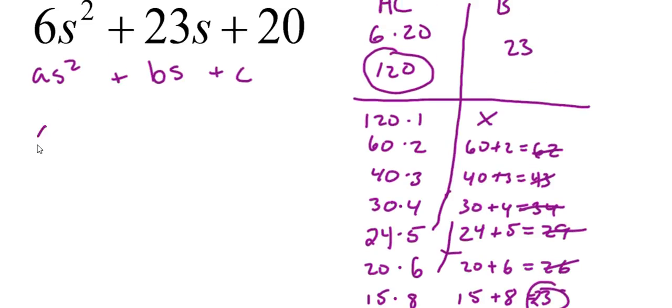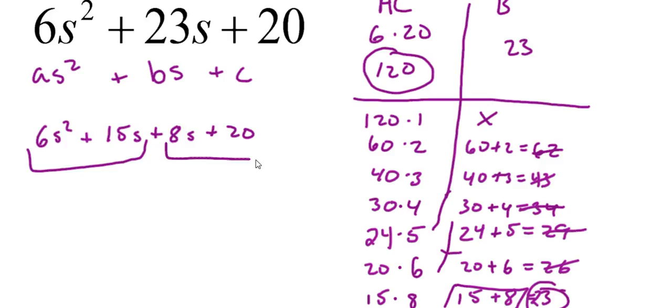So those are our factors. So 6s squared plus 15s plus 8s, because we're going to use our B factors, which are written there, and then we're going to add plus 20. Now, after that, we're going to group our terms, front and back. What can we factor out? It appears we can factor out a 3 and an s, and what we have left over is 2s plus 5.